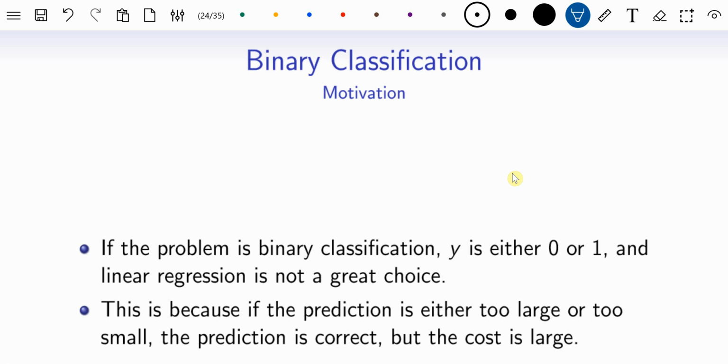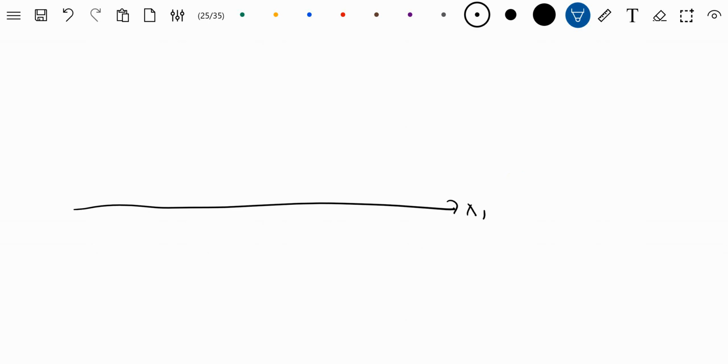Okay, so here we are talking about binary classification where y is either 0 or 1, and we are talking about why linear regression is no longer a great choice. So let me show you with a diagram. Suppose we have one feature x1 and we have y. Some of them are 0 and others are 1.